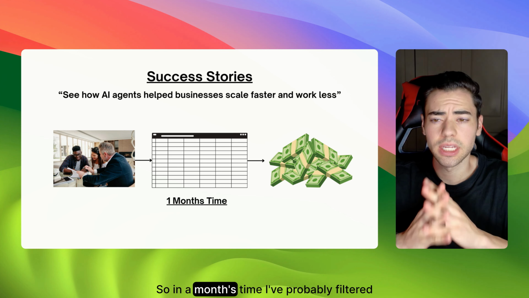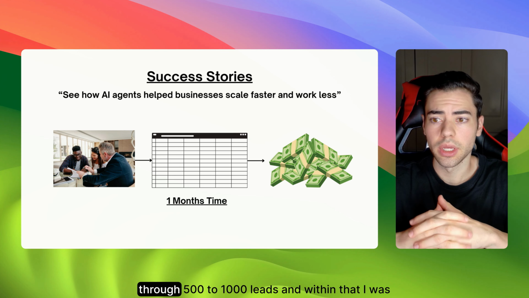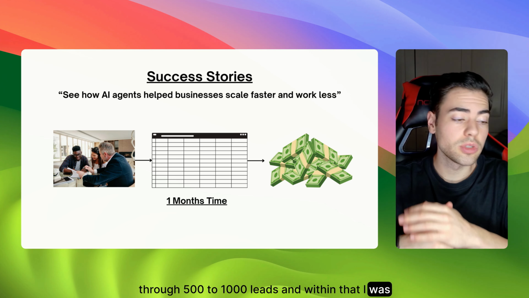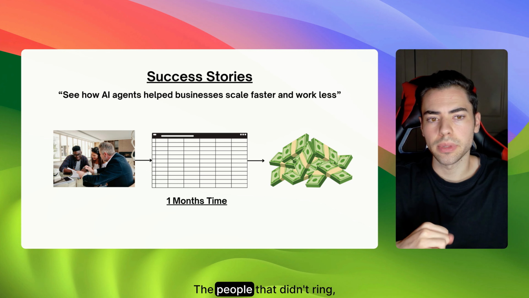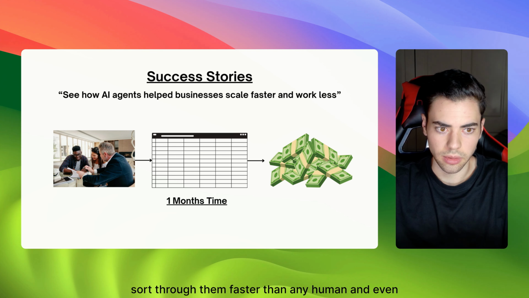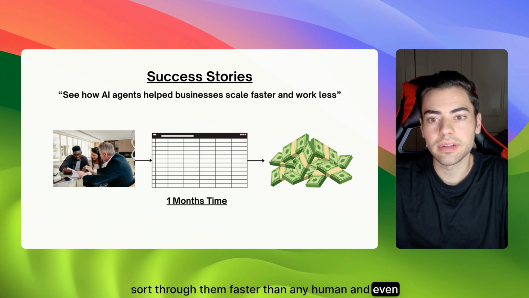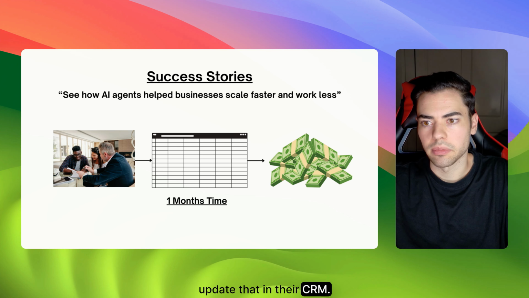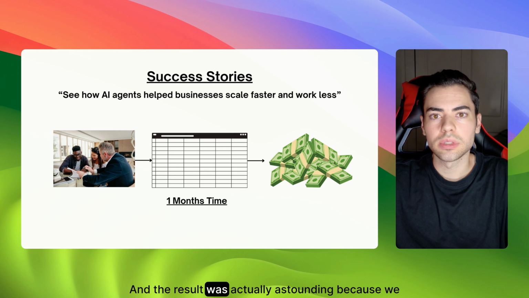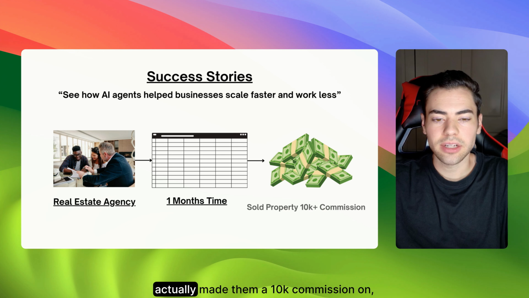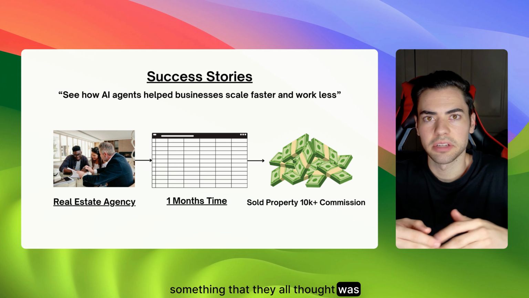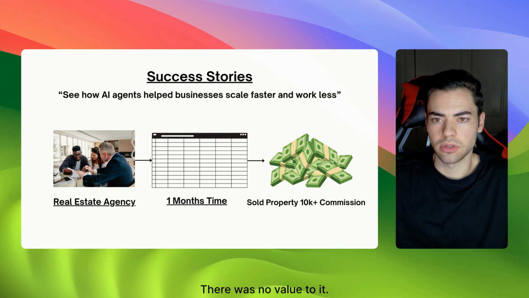So in a month's time, I've probably filtered through 500 to 1,000 leads. And within that, I was able to call plenty of people, the people that didn't ring, the people that hung up on me, and were able to sort through them faster than any human, and even update that in their CRM. That way it's all a cohesive system. And the result was actually astounding, because we actually made them a 10K commission, something that they thought was no value. There was no value to it.